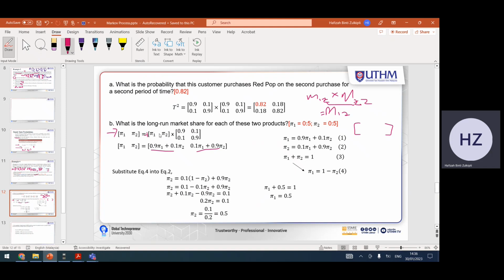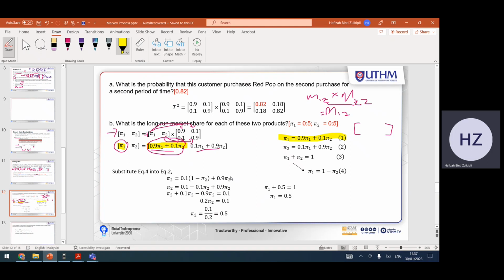Okay, so again, row times column. So pi 1 times 0.9 plus pi 2 times 0.1. And then the next one, pi 1 times 0.1 plus pi 2 times 0.9. So you get this answer. So we cannot find the value for pi 1 and pi 2 yet. So this matrix equals this matrix. Pi 1 is equal to 0.9 pi 1 plus 0.1 pi 2. So that is our first equation.